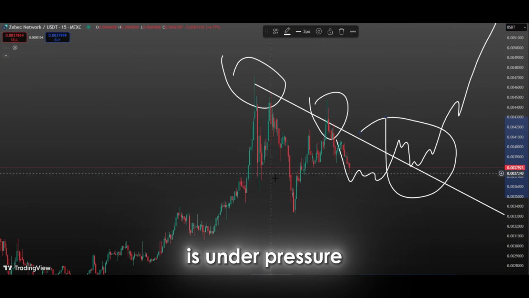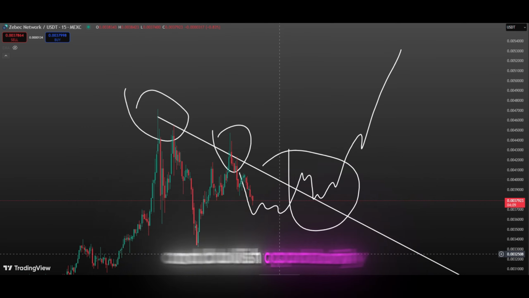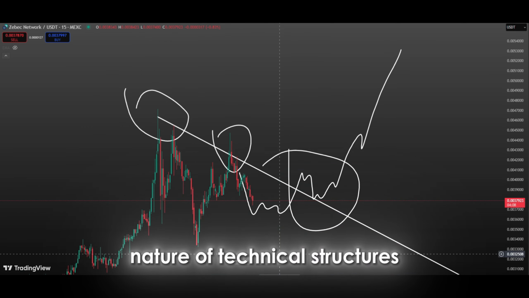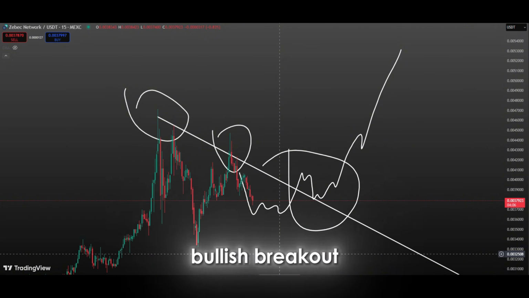price is under pressure. However, every falling trend structure carries with it a potential turnaround and bullish opportunity, because in the nature of technical structures, every downtrend ends at some point and can be replaced by a bullish breakout.